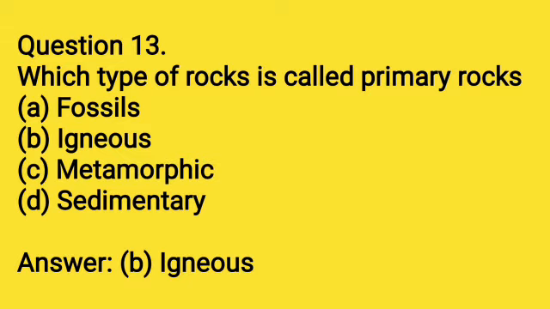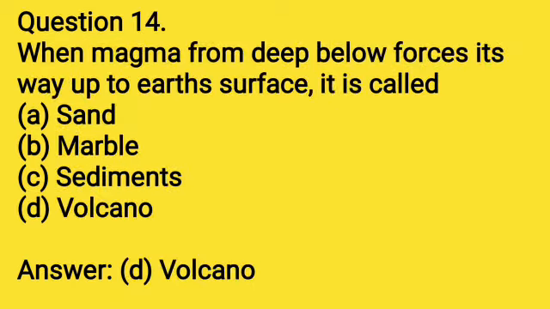Question 13. Which type of rocks is called primary rocks? A. Fossils. B. Igneous. C. Metamorphic. D. Sedimentary. Answer B. Igneous.